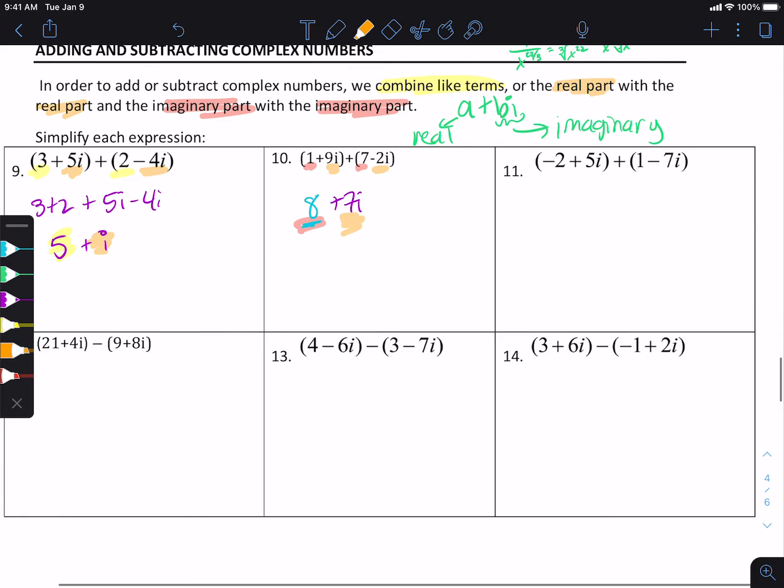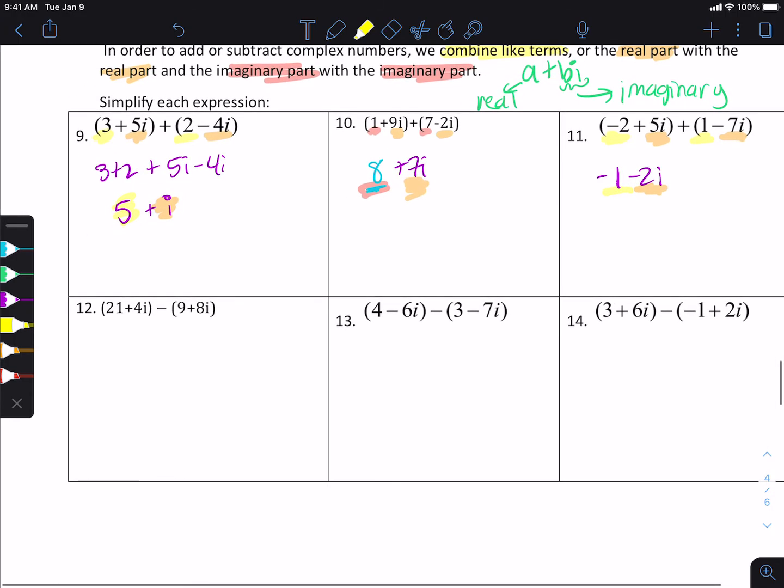If we look at the next one, I'm going to have you try that one, so pause the video, try that, and let's see what you get. Okay, so you should have paused the video and have this one done. So when you look at your like terms, you've got the -2 and the 1, which gives you -1. And then you've got the 5i and the -7i that are like terms, which gives you the -2i. So you should have got -1 minus 2i.